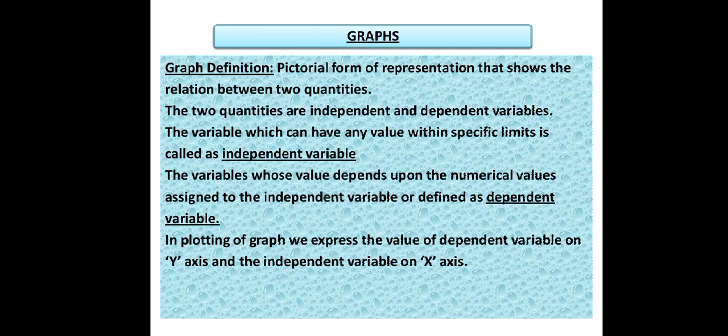What is an independent variable? The variable which can have any value within specific limits is called the independent variable. Next one is the dependent variable. The variable whose value depends upon the numerical value assigned to the independent variable is known as the dependent variable. While plotting, on the x-axis we have to plot the independent variable, whereas on the y-axis we have to plot the dependent variable.